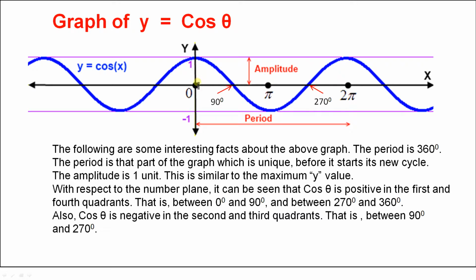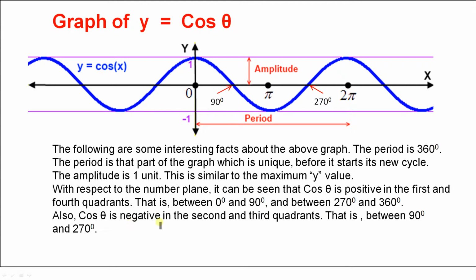Again, the amplitude is 1 unit, and that's similar to the maximum y value. With respect to the number plane, it can be seen that cos theta is positive in the first and fourth quadrants. So all that section there, you can see how that's positive, and all that part of the graph there, that's positive. That represents the first and the fourth quadrants.